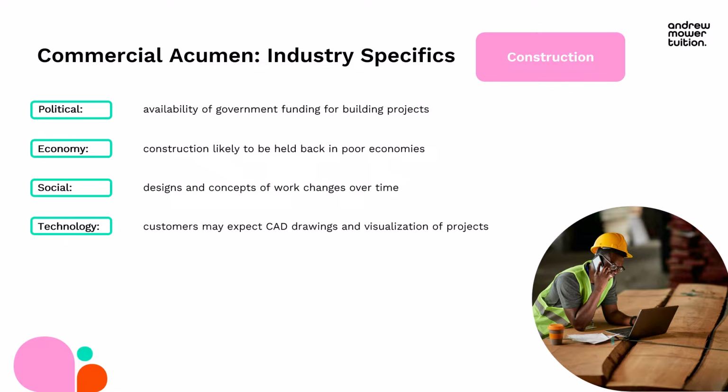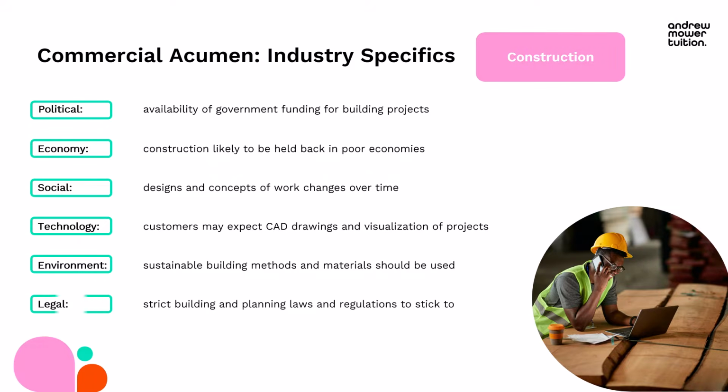Technology, so people expecting CAD drawings, so computer assisted design type stuff, visualization of projects, so that is a big thing as well. The environment, again, sustainable building methods and materials, can be very important. Again, legal is massive in construction, so building and planning laws, regulations, health and safety standards you could mention. So loads of points that you can make and discussion points you can make that are specific to that industry. So that's how we're going to get these commercial acumen marks, is by linking it to the industry they're in.